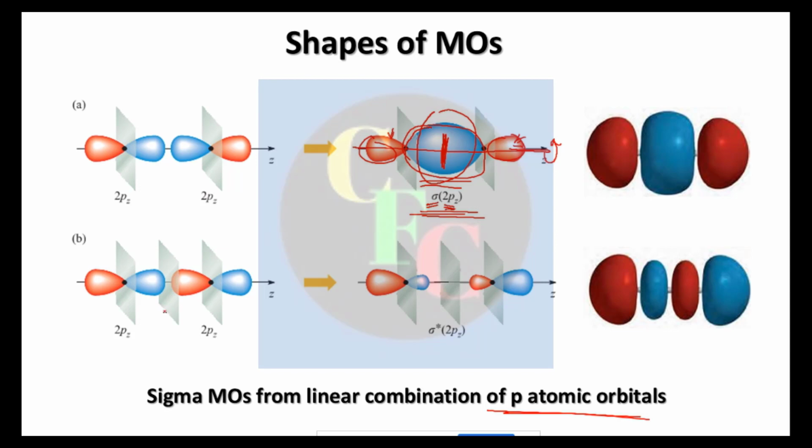Whereas if they combine destructively, you see, now there is a nodal plane here. Now the size of the lobes in between is much less. In fact, in between the probability of finding it is 0. And see, it is again sigma. Why sigma? Because it is symmetrical with respect to the rotation. And why star? Because there is a nodal plane in between, right? So this is our anti-bonding orbital.